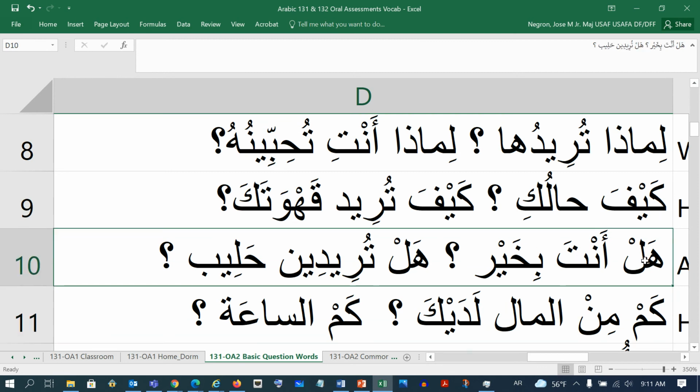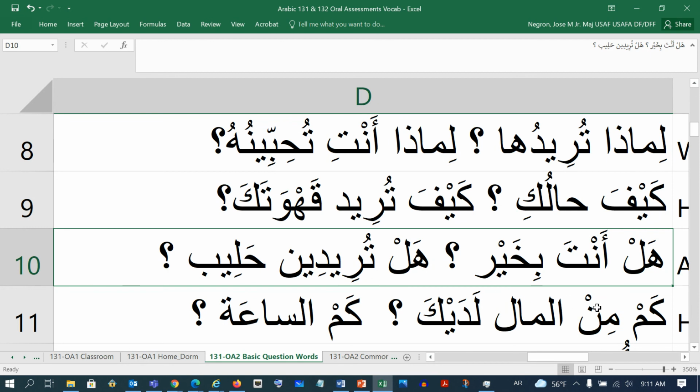Next is hal. Hal anta bikhair? Are you well, or with goodness? You could change this to a kesra. Hal anti bikhair? Are you, feminine, with goodness? And then here's a question word with hal again, which means do or is or are or am. So hal turidin halib? Do you want milk?